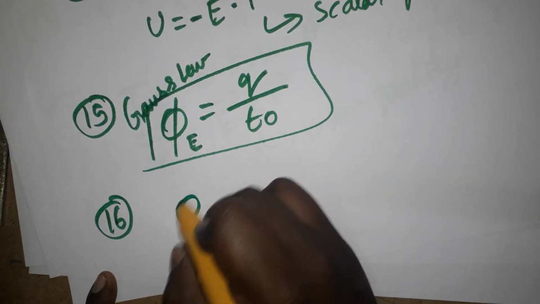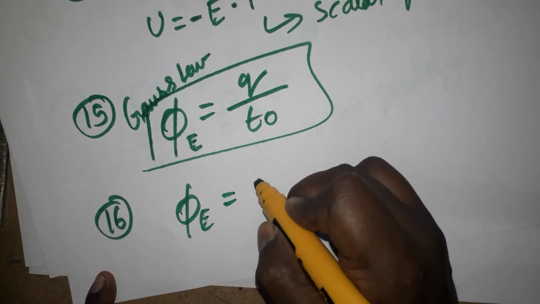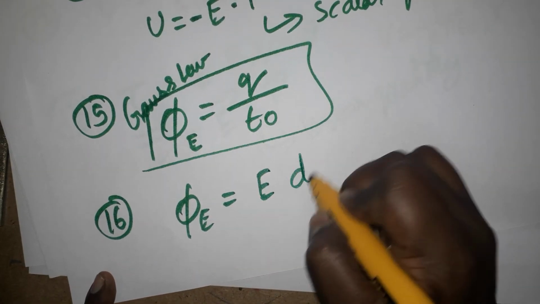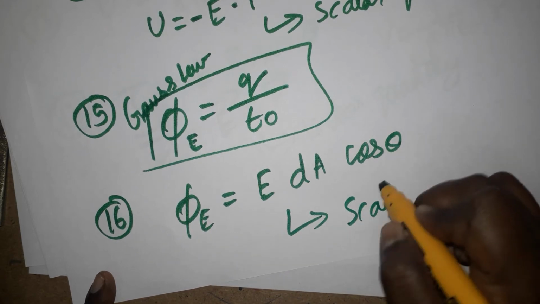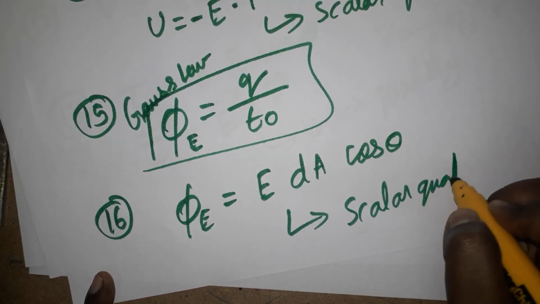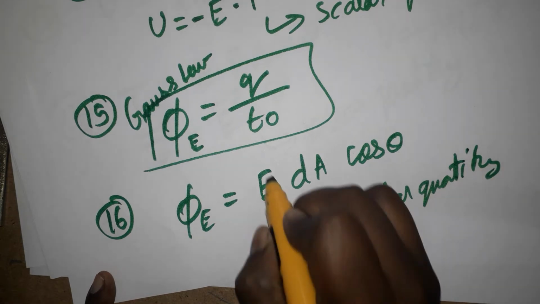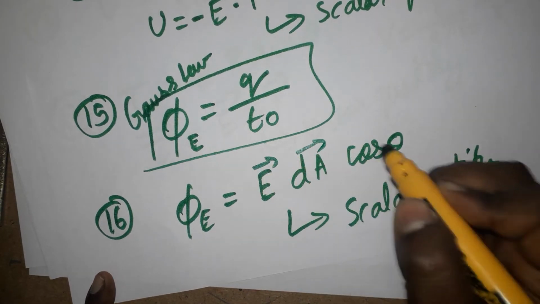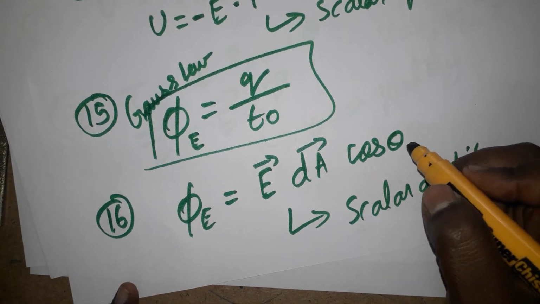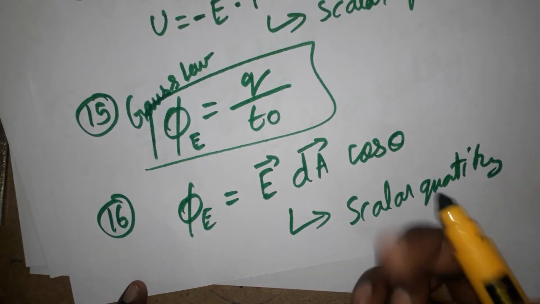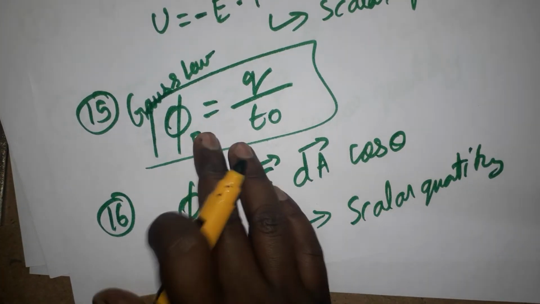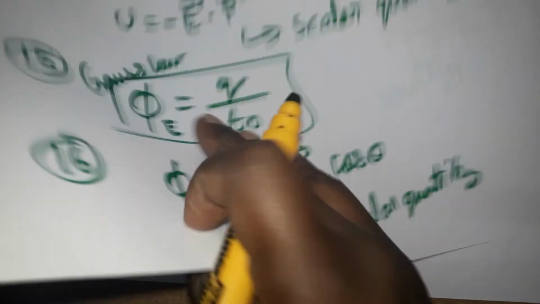Formula number 16. Total electric flux is the electric field times area with cos theta. This also is a scalar quantity. Electric field times area vector times cos theta. This is electric flux. This formula we use when we have a Gaussian surface. Okay, next formula.